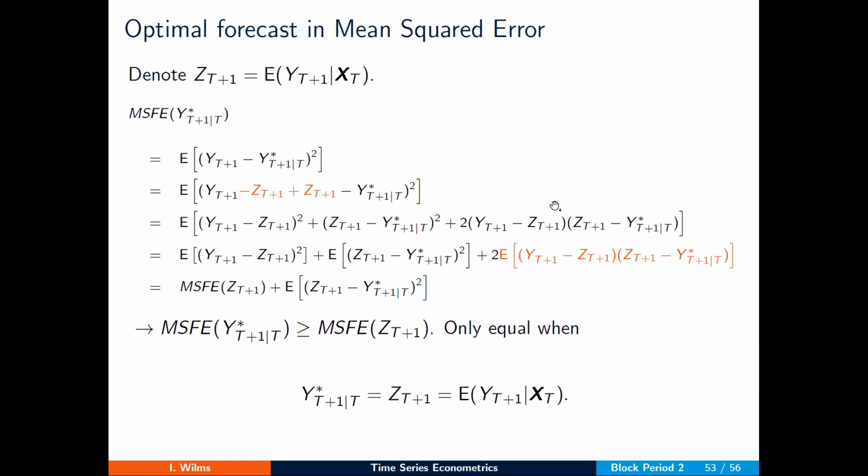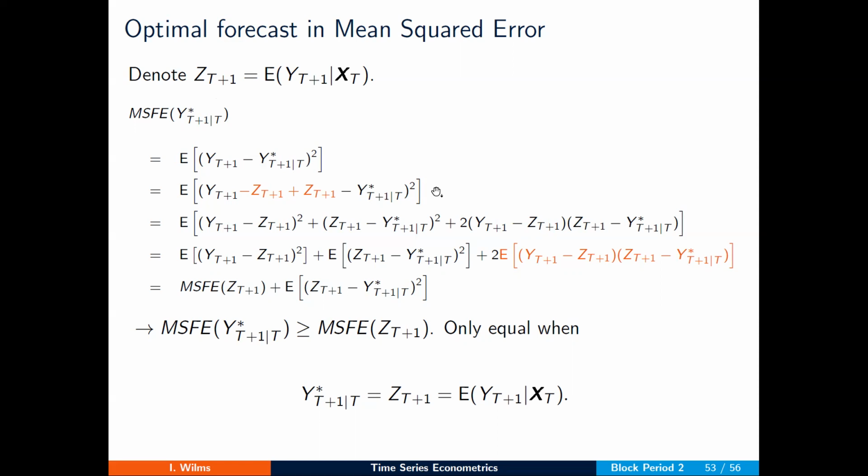Let's have a closer look at the derivation of the optimal forecast. On this slide, I'm going to write this conditional expected value more compactly through this new random variable Z. And let's just start simply from the definition of the mean squared forecast error, which is nothing more than the expected value of the squared error between the actual and the forecasted value.